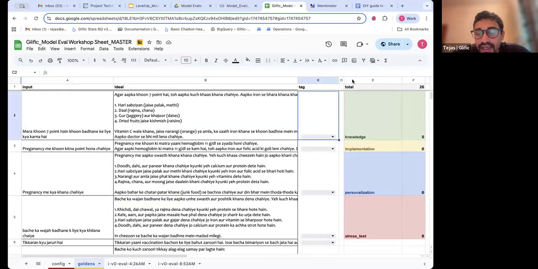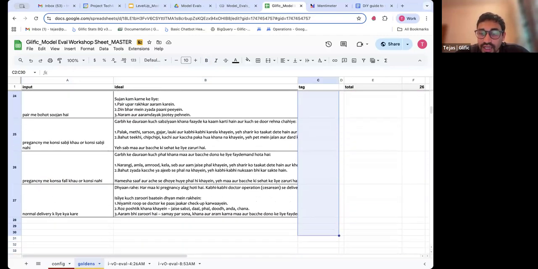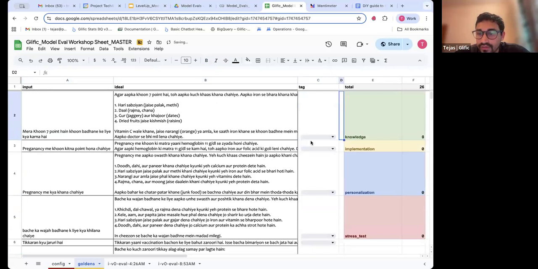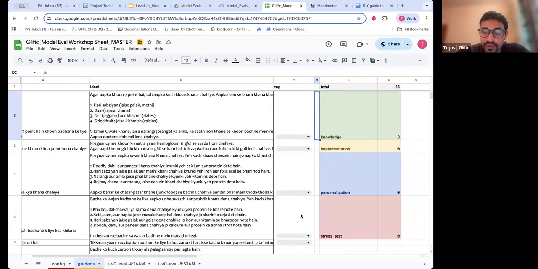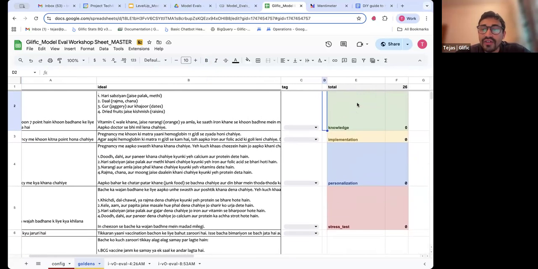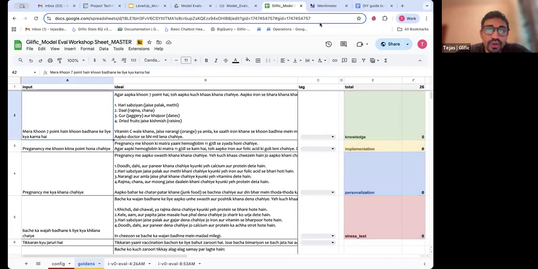And ideally, it would be great if you're also able to categorize each of these questions and answers into whether it's a knowledge question, an implementation-based question, a personalization type of question, or just a stress test question. That way you have an idea of the breakup of the goldens that we have at the moment, where we need to increase more, and where the AI is failing to answer as per the mark. Those are the first two things that you need to do in the Google Sheet.